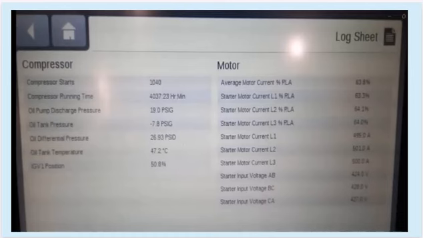The image shows a log sheet for a compressor and motor system. The compressor data includes the number of starts, running time, oil pump discharge pressure, oil tank pressure, oil differential pressure, oil tank temperature, and IGV1 position. The motor data includes the average motor current, starter motor current for lines L1, L2, and L3, both in percentage of rated load, RLA, and actual amperes, A, and the starter input voltage for phases AB, BC, and CA.